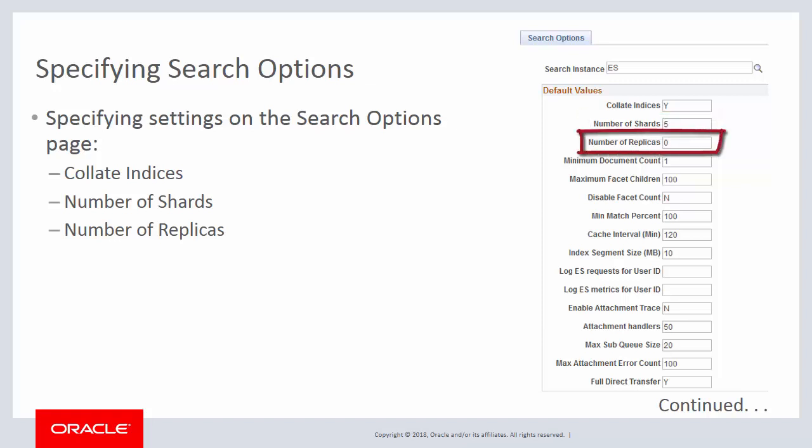Number of replicas. A replica is a copy of the index data in a primary shard. Elasticsearch uses replicas for recovery management in the event of a failure in the primary shards. The value entered here is applicable to a search instance and to the security index ORCL_ES_ACL.